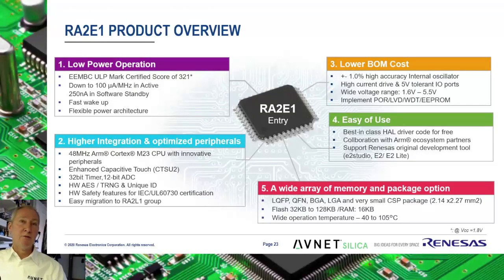Here we see the key benefits of the RA2E1. Starting with number 1, low power operation, which is crucial in this sort of application. Benefit 2, higher integration and optimized peripherals. Benefit 3, lower BOM cost. And benefit 4, ease of use. What more do you want?